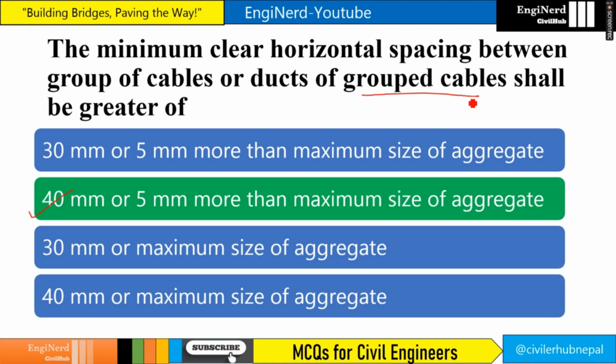So what did we learn? We learned about the single wire system, right? 3 times the diameter of the wire and 1/3 times the maximum size of aggregate. And for the ungrouped wires, 40 mm or maximum size of cable or bar, and 5 mm plus MSA, right? Again, for grouped cables we studied 40 mm, or 5 mm more than the maximum size of aggregate.